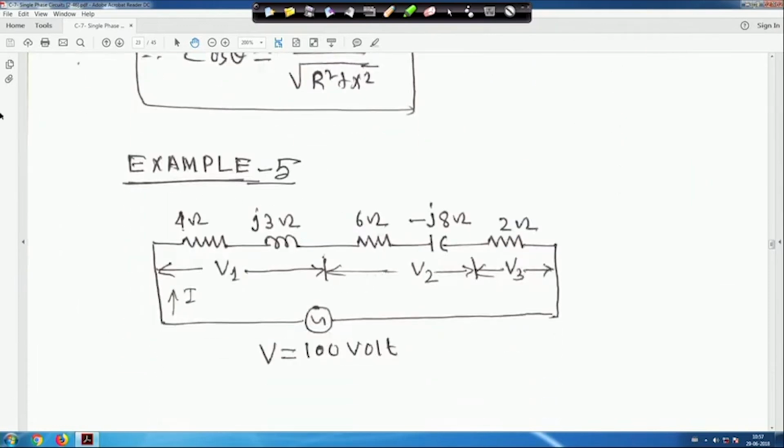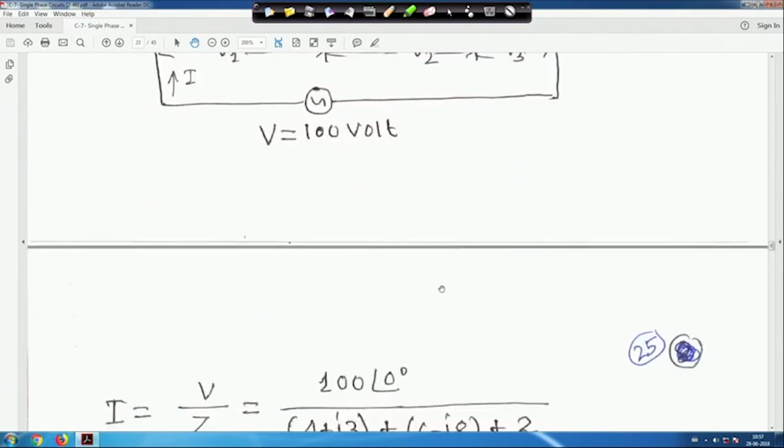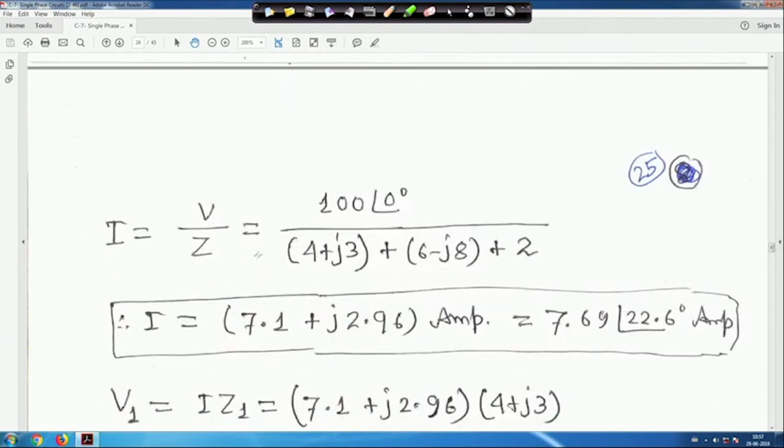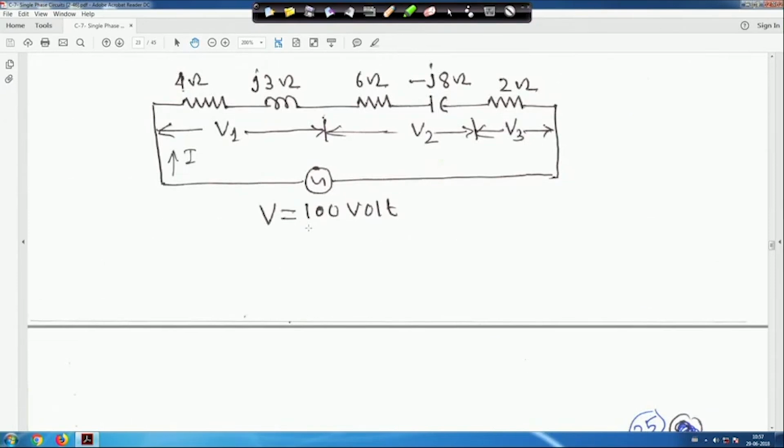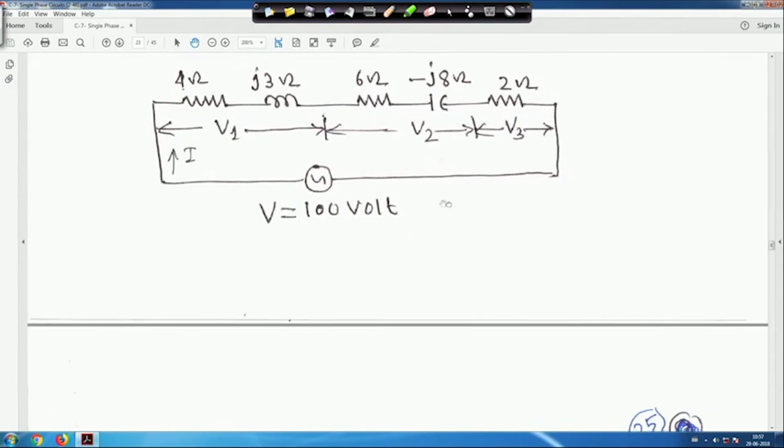So, with this we will take one small example. Suppose the impedances are 4 + j3, 6 - j8 and 2, with voltages V1, V2, V3, and the supply voltage of 100 volt is given, right. So, I is equal to V by Z. If V is 100 volt given, you will always take it as 100 angle 0 degree, that one reference you have to assume. It is an RMS value, all are RMS values.